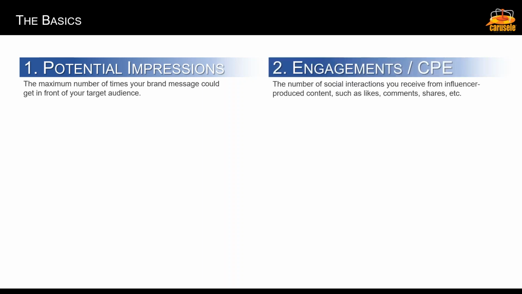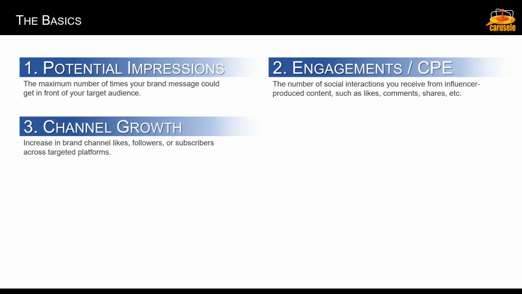The second one is engagements, or better, a cost per engagement. So how many social interactions did you receive, like likes, comments, shares, those sorts of things. I often like to divide this by the cost so you can get a cost per engagement, because then you can compare that to other places you can get a cost per engagement. It's also very helpful to compare one campaign to another as an efficiency measurement of which one drove the most engagements for the dollars spent.